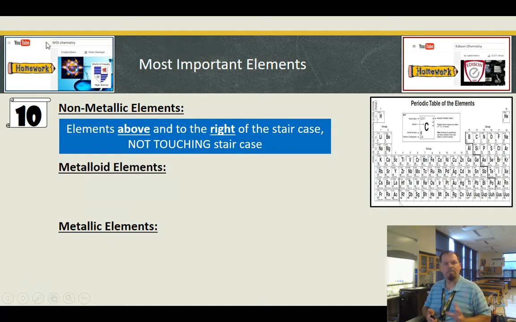The elements above and to the right of the staircase, not touching the staircase, these are the non-metals. And I'm going to show you in a picture what I'm talking about.